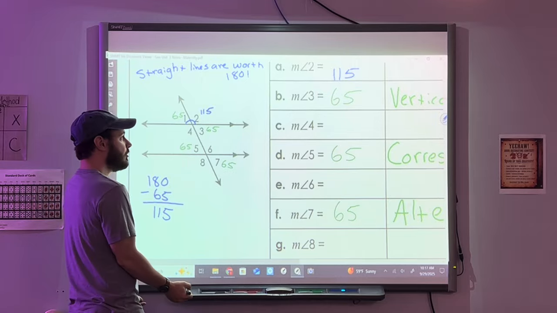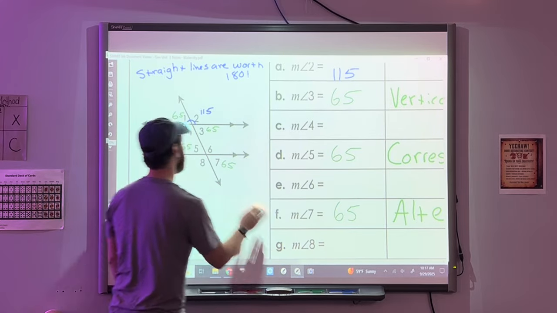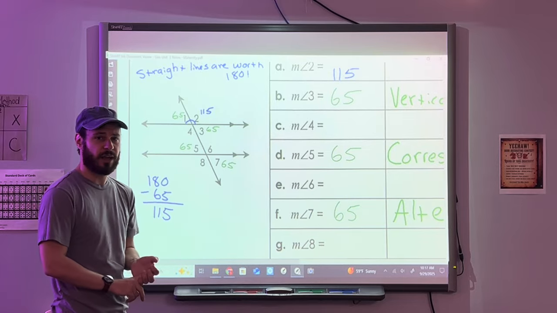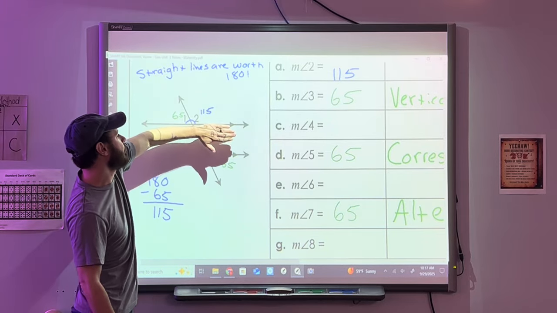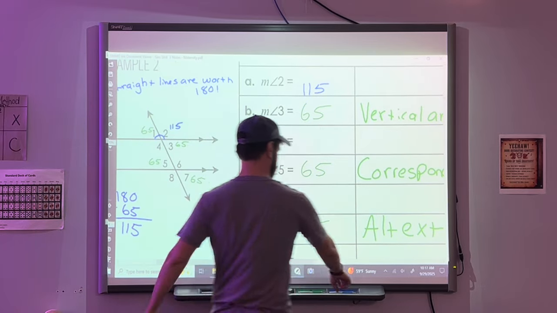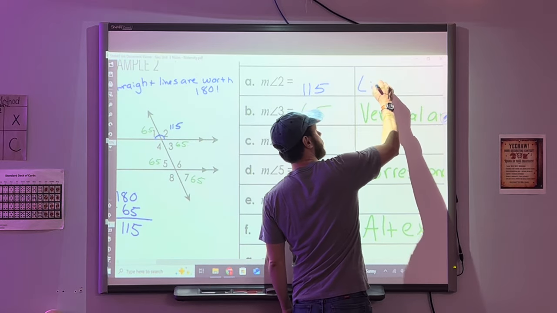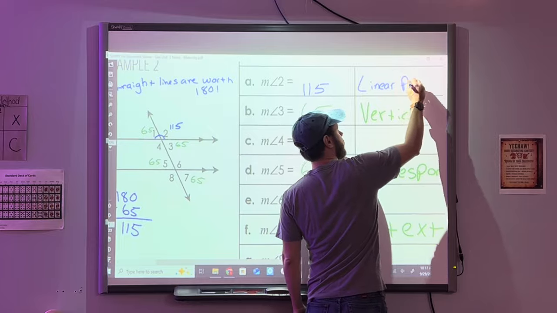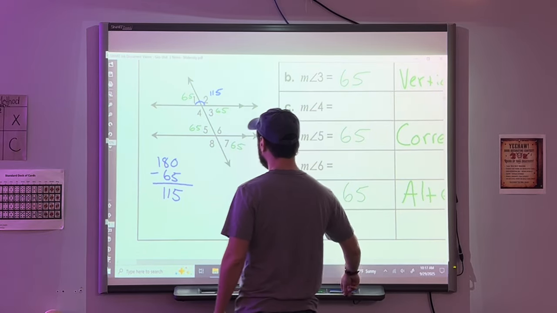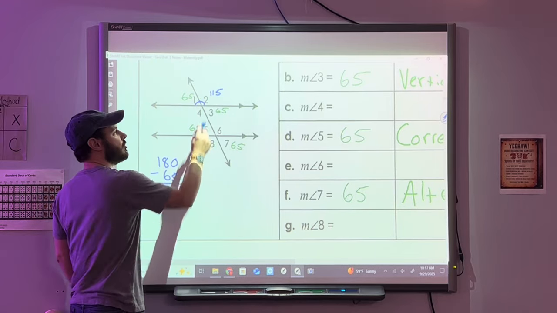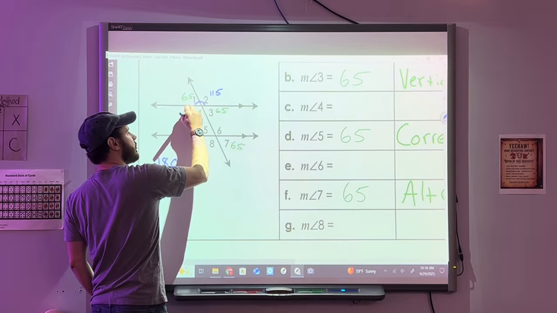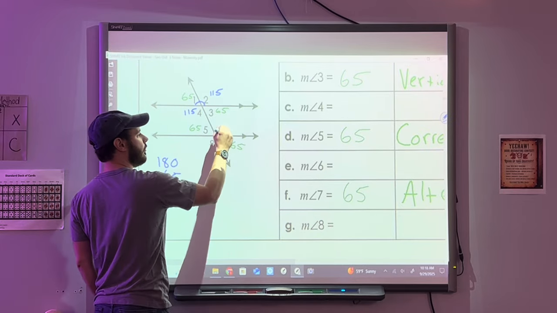And the reason I knew it was 115, what was 1's relationship to 2? It wasn't alternate exterior, it wasn't vertical, it wasn't any of that. It was that they formed a linear pair. So now let's go around and fill in the rest. 2 is obtuse, right? It's more than 90, so that means all of my obtuse angles are gonna be 115.